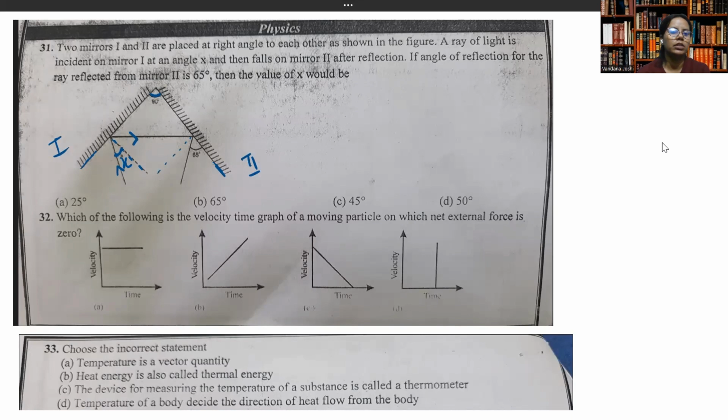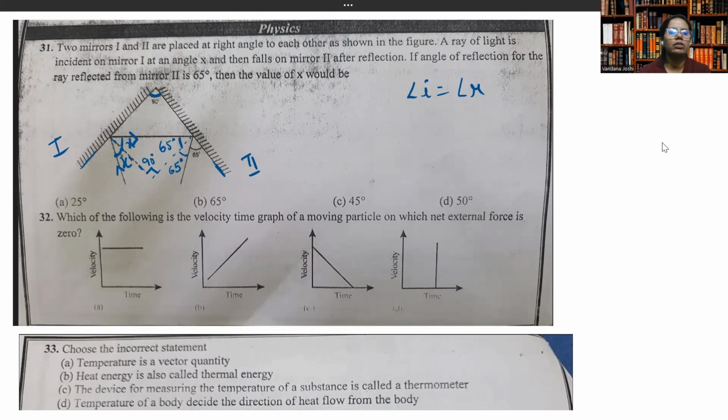Normal should be drawn over here, right? And the angle of reflection is given as 65 degrees. So this angle should be 65. And since we know that angle of incidence is always equal to angle of reflection, this inside angle would also be 65 degrees. This is x, so this would also be x. And since both the mirrors are perpendicular to each other, and we know that the normal is always perpendicular to the surface, it means that this angle is also 90 degree.